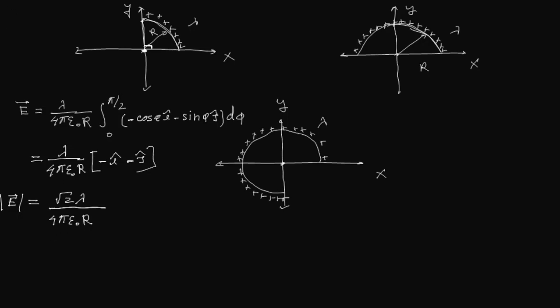And if you want to see the direction of the electric field, we'll have i cap and j cap, but both are negative, and the magnitude of the i component and the j component are equal. So the electric field will be exactly in the third quadrant, and it will make an angle of 45 degrees with both the negative x-axis and the negative y-axis. So the electric field will be in this direction.